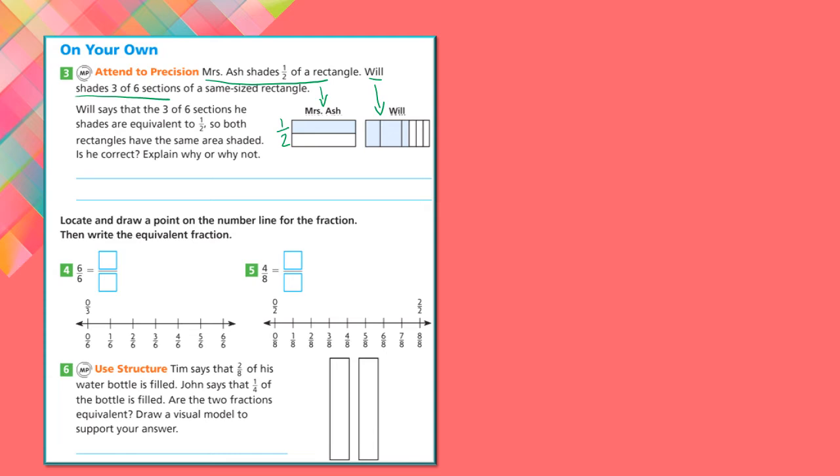Why or why not? I agree that the rectangles are the same size, and I also agree that Will shaded 3 parts. But I do not agree that they have the same area because the parts are different sizes. Which parts? The parts Will shaded. Good. So can I use 3/6 to represent the shaded parts on Will's rectangle? No. Every 6 would have to be the same size part.